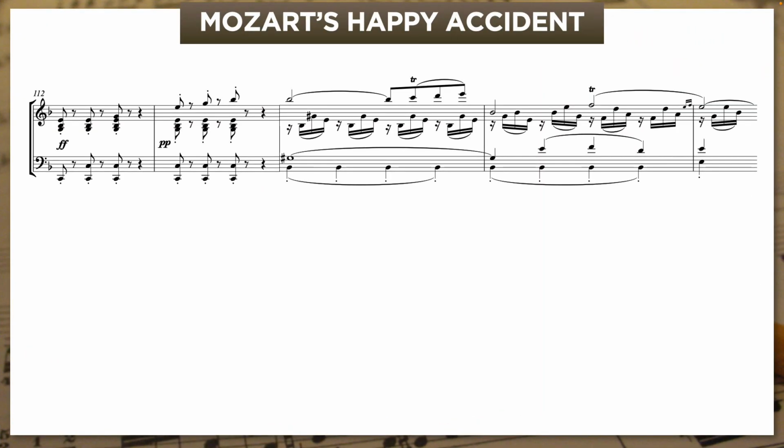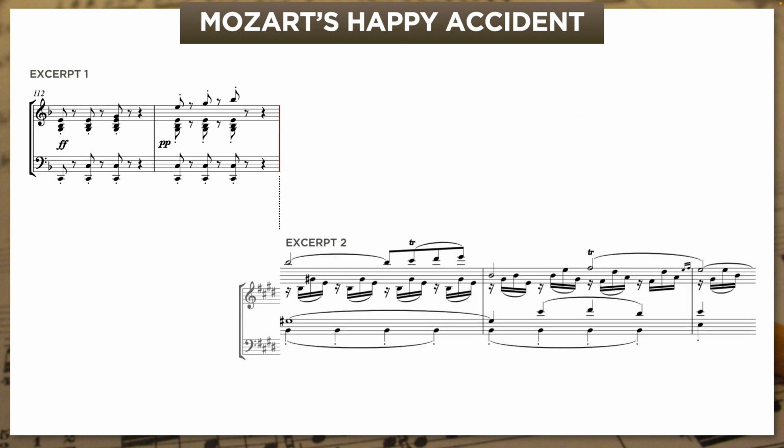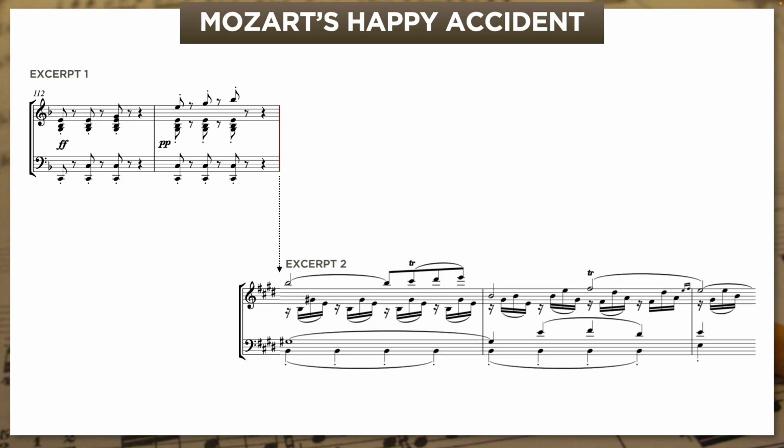Let's figure it out. Here is the spot where we jumped from one piece to another. Excerpt 1 ended with these chords, and then excerpt 2 from a completely different movement started here. Now, we're going to want to start by pulling them apart to see how each one works on its own.